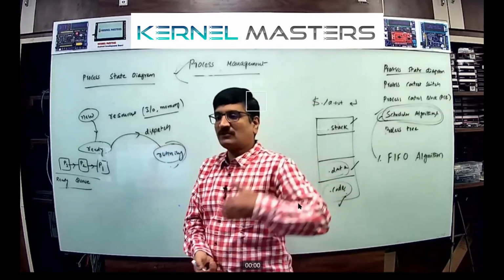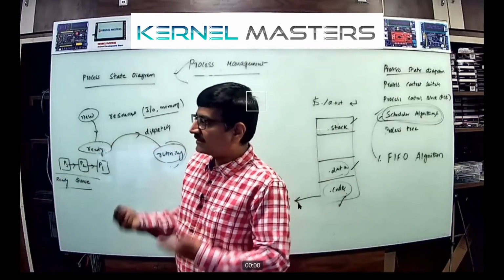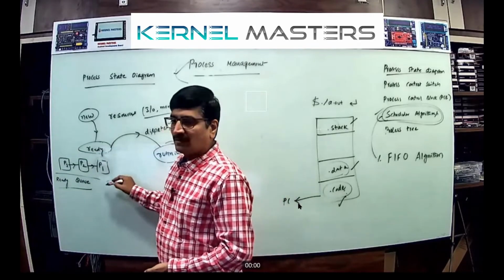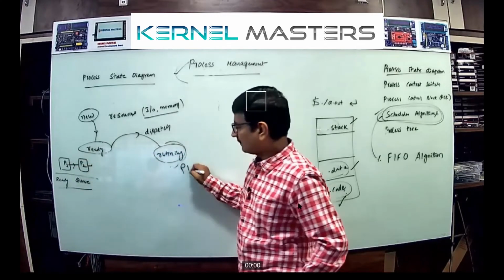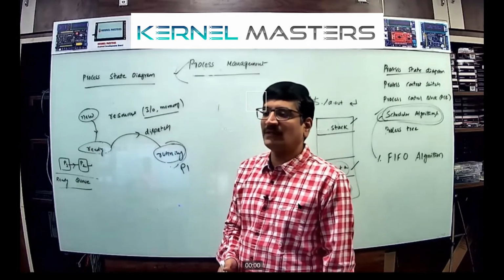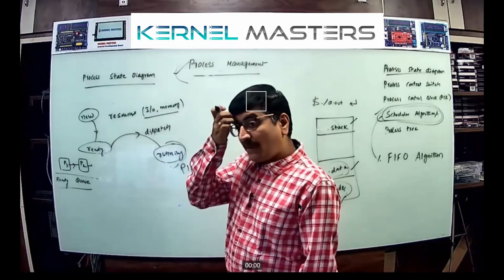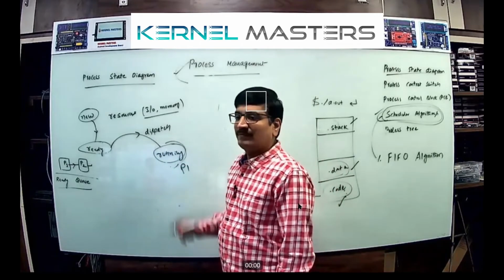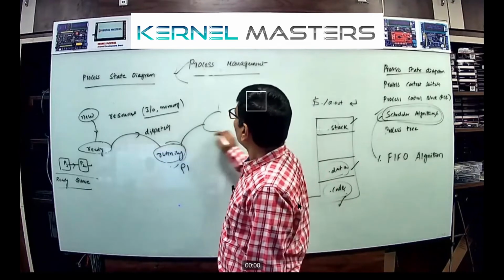In the line, 3 processes are there. Who entered first? P1. P1 is dispatched: removed from the ready queue and assigned to the processor. Now P1 is here. That is the FIFO algorithm, first in, first out. Now P1 is running, and after some time it terminates.